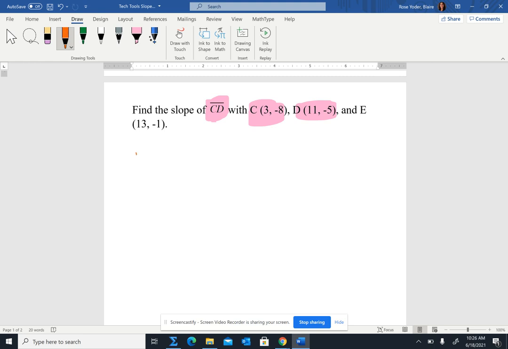So slope, remember, is the change in the y coordinates over the change in the x coordinates. So you probably learned that as y2 minus y1 over x2 minus x1. And what does that mean? Well, this first point C, that's your first x and your first y. And then this second point D is your second x and your second y. So it just means that you're going to subtract the second y minus the first y, and then the second x minus the first x.